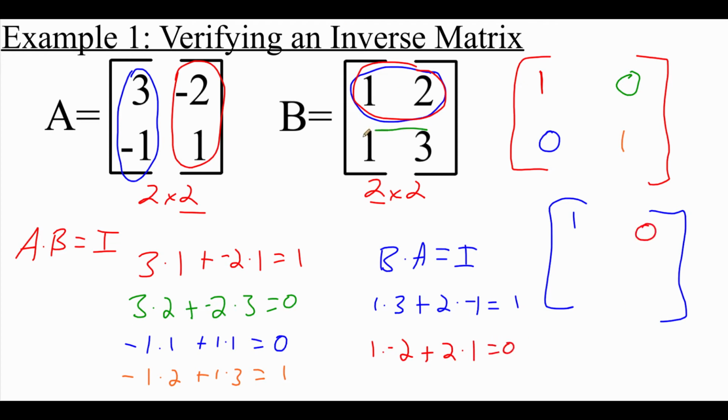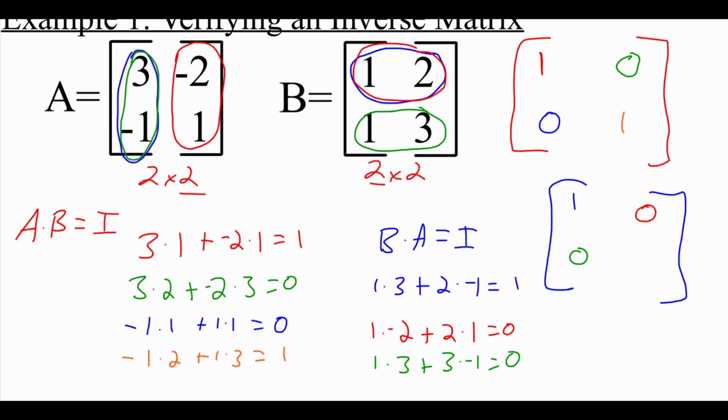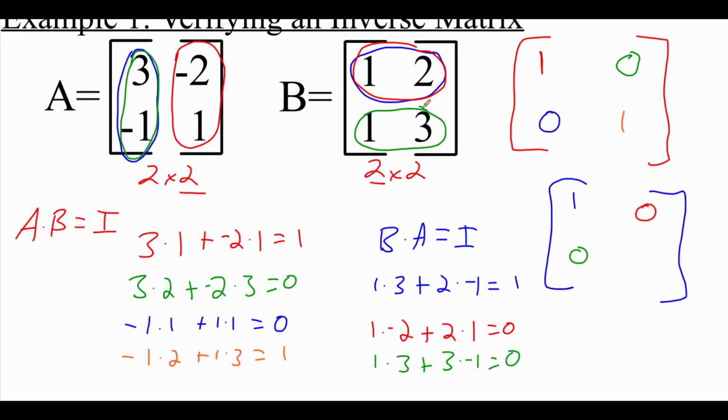Then I move on to the second row from matrix B and the first column from matrix A. So 1 times 3 plus 3 times negative 1, and we get 0 as our answer. And then I've got one more set of multiplication to do. The second row from B times the second column from A. So 1 times negative 2 plus 3 times 1. We do get 1 as our answer.